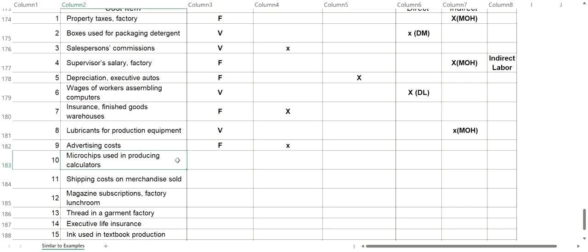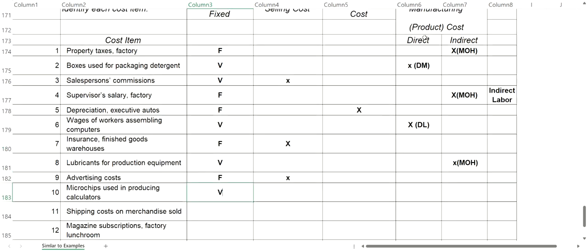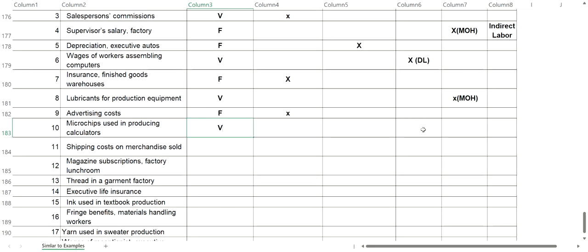Microchips used in producing calculators. Well, that's going to be a component of our calculators. So that would be variable depending on how many calculators we produce. And I know you can't see my headings as I'm scrolling up, but that would be under direct because it is a direct material. Okay, number 11, shipping cost on merchandise sold would be variable because, again, it depends on how many you sell. And since that is a shipping cost, we will relate that as a selling expense.